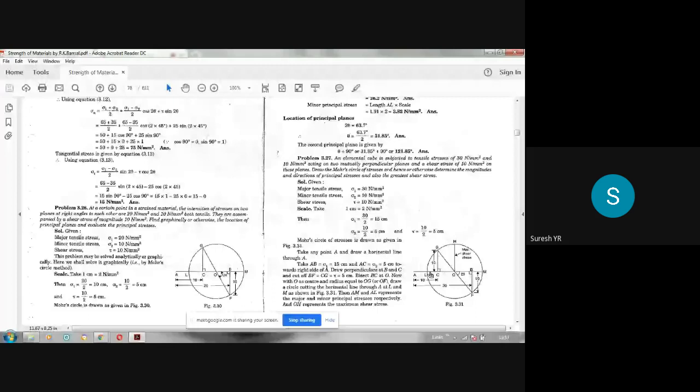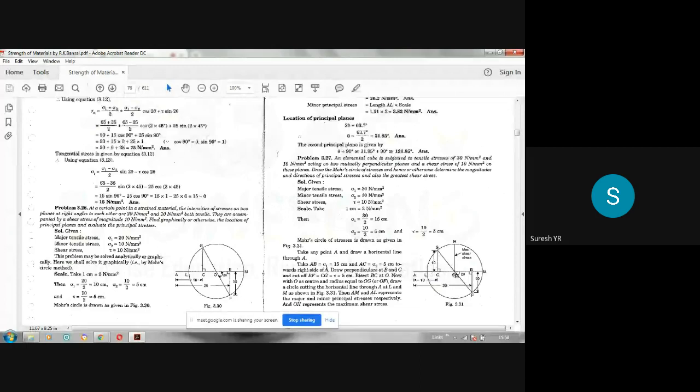Radius. Draw a circle. This is your Mohr circle of stresses. That circle will cut the horizontal line at 2 points, L and M. AM is the major principal stress, AL is the minor principal stress. Okay, that is the thing.